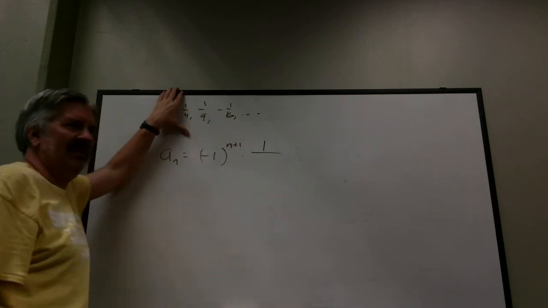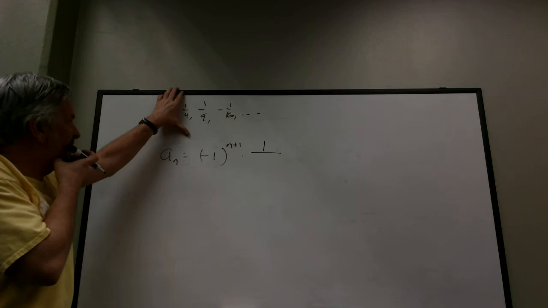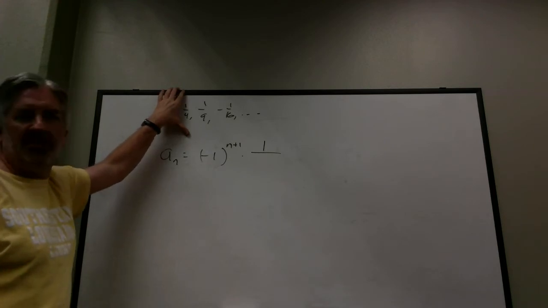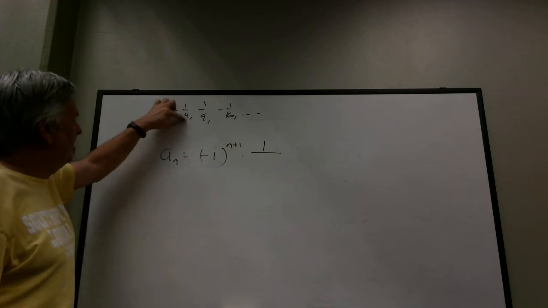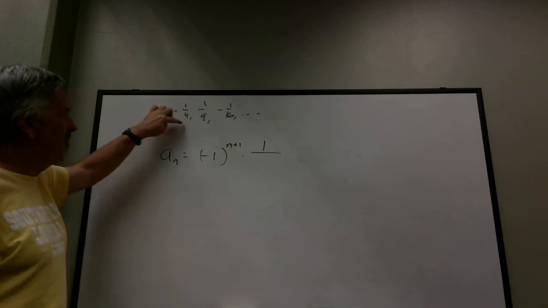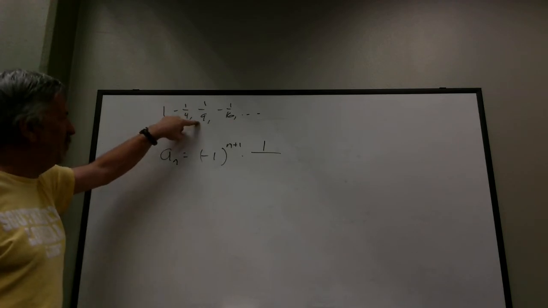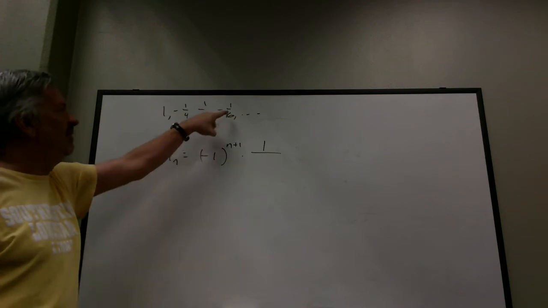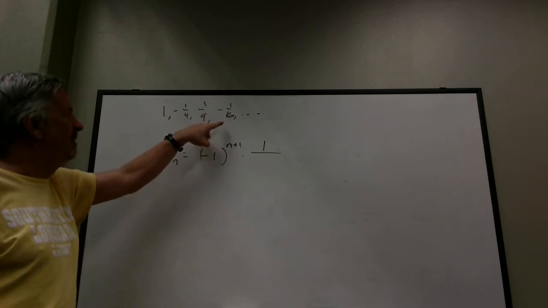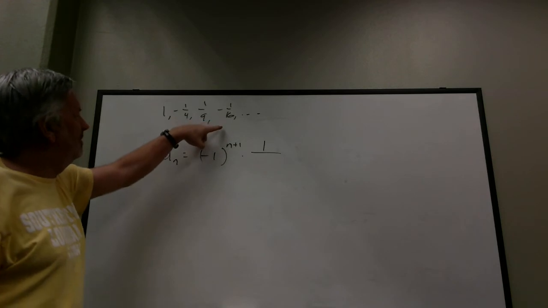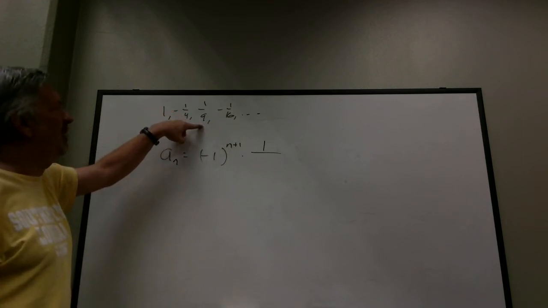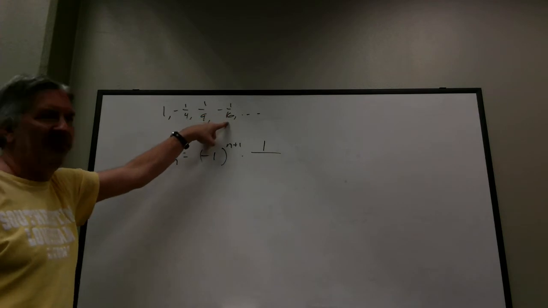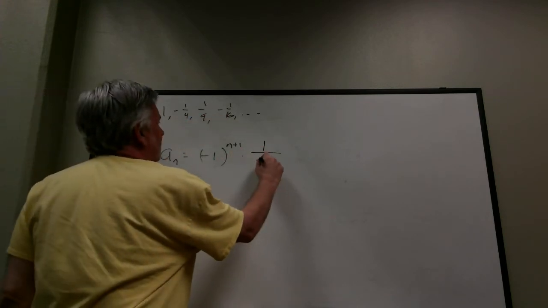Now, what's the pattern in the denominator? 4, 9, 16. Well, 4 is a perfect square, 9 is a perfect square, 16 is a perfect square. Okay? So notice that this is the second term, and notice it's 2 squared. This is the third term, and it's 3 squared. I didn't mean cube. It's the second term in 2 squared, the third term in 3 squared, the fourth term in 4 squared. So it looks like it's n squared.